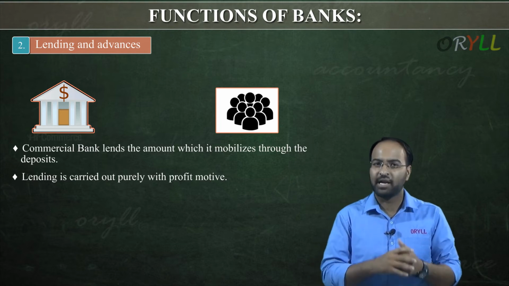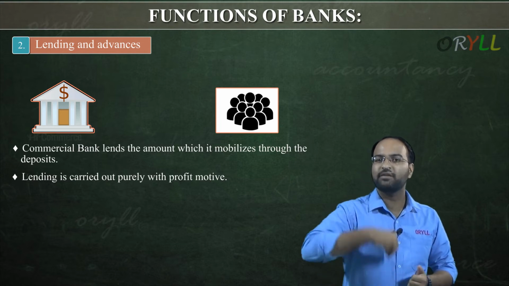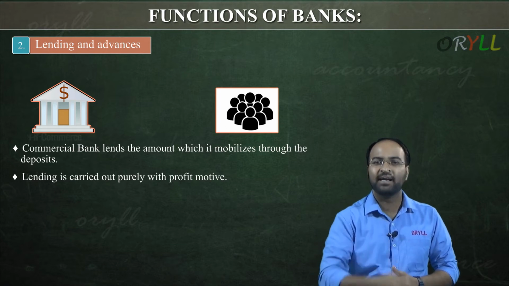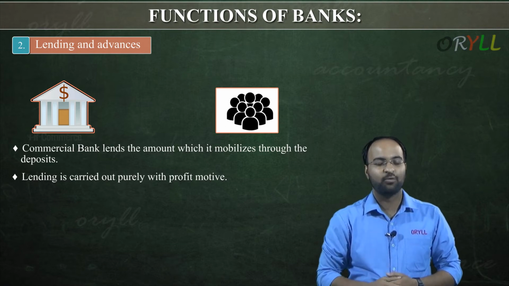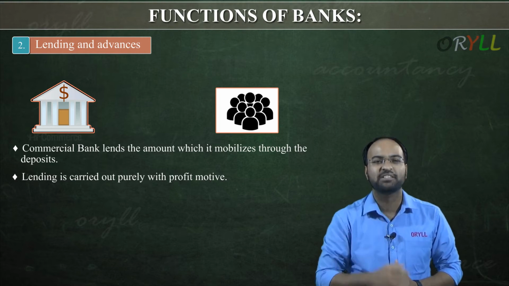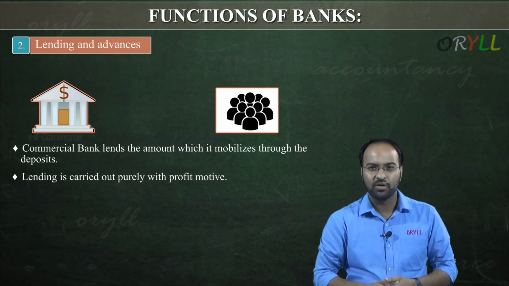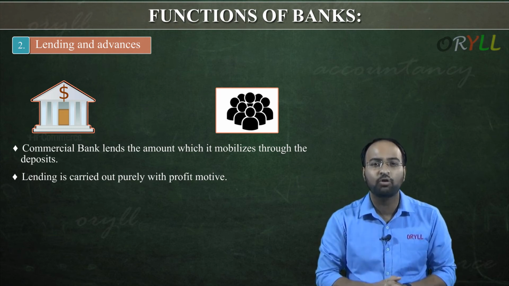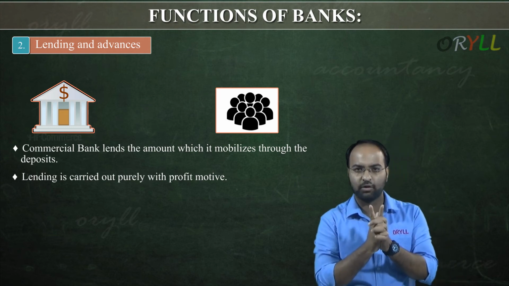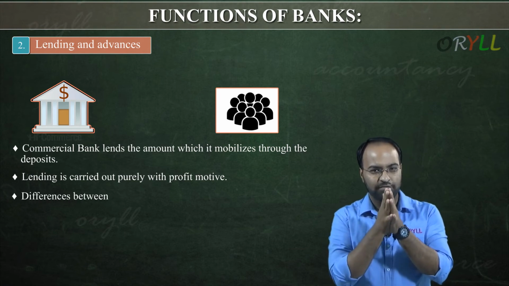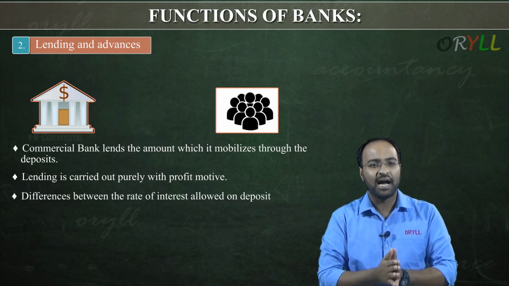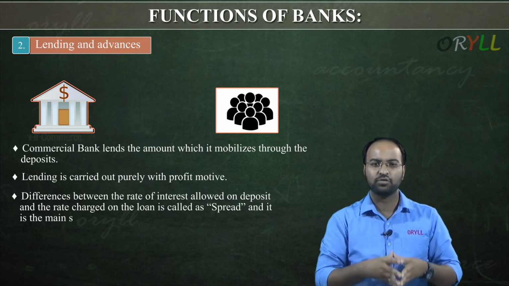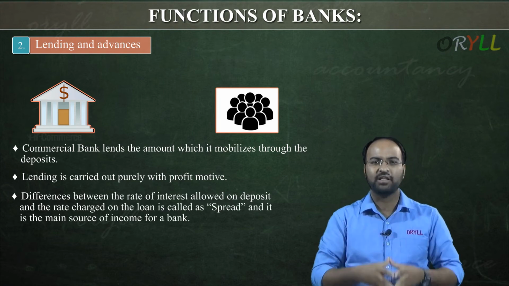So on acceptance of deposit, banks are paying 4% interest. Yes or no? And on lending of money, banks are receiving 12% interest. Sir, what is the difference we are having? 8% of difference. Yes or no? So this 8% difference will be called a spread. Remember this. Got it? So the difference between the rate of interest allowed on deposit and the rate charged on the loan is called spread, and it is the main source of income for the bank here.